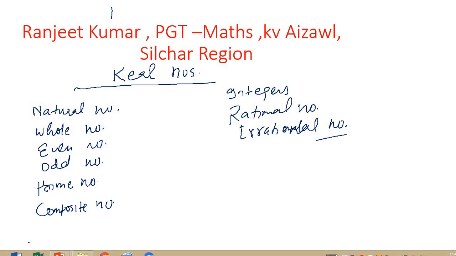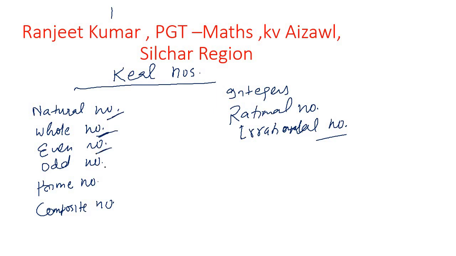Dear students, today we will study chapter 1, real numbers. During previous classes you have studied all these numbers: natural number, whole number, even number, odd number, prime number, composite number, integers, rational number, irrational number. All these numbers come under the topic real numbers. All these numbers are part of real numbers.